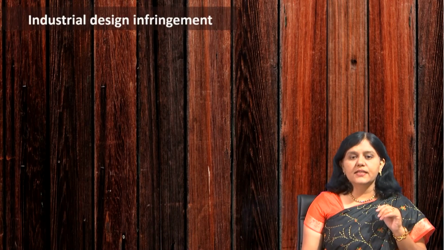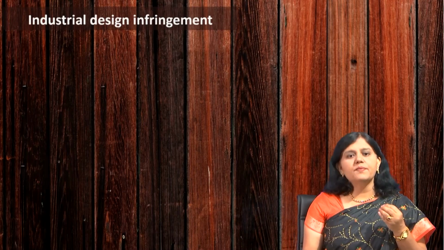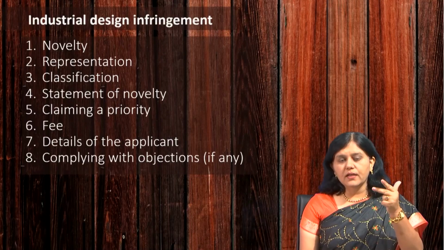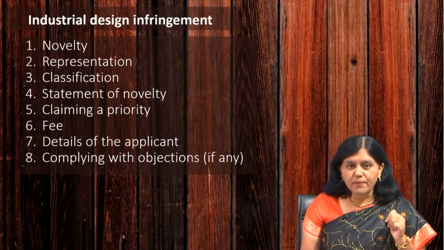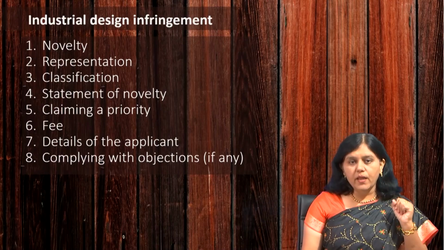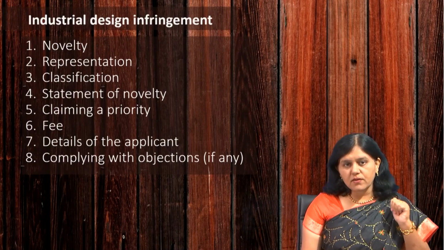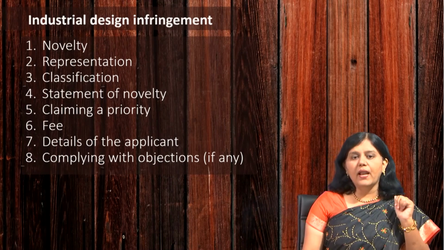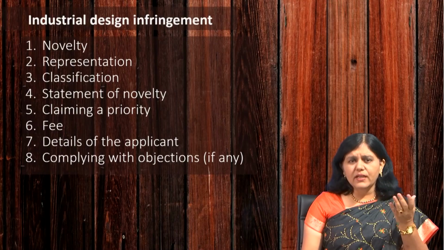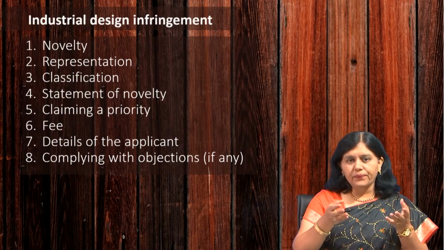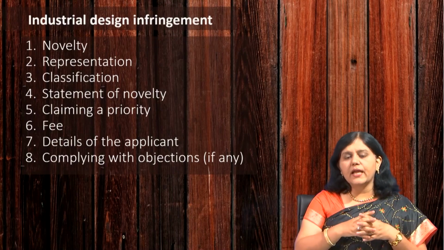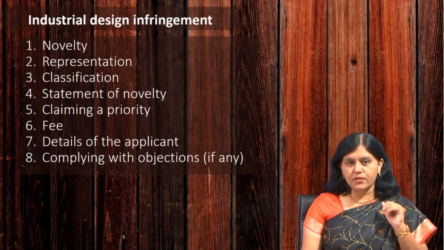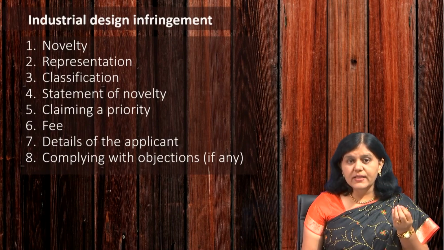When we file industrial design, we follow certain steps. Now, these steps are like: first, novelty; second, representation; third, classification; fourth, statement of novelty; fifth, claiming a priority; sixth, a fee; seventh, details of the applicant; and the eighth, complying with the objections. So, generally these are the 8 steps, we can say. A few more things are also there, but generally these 8 steps are followed when we are dealing with an industrial design application.